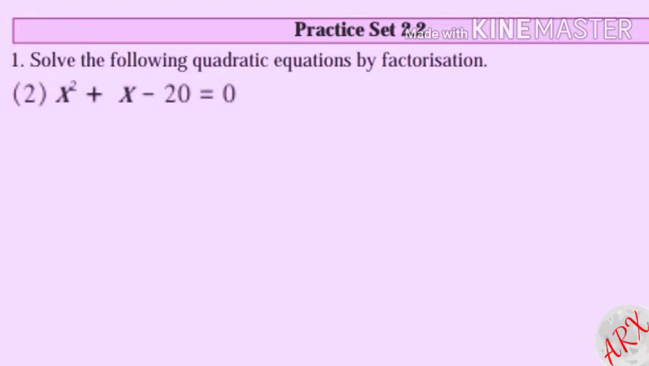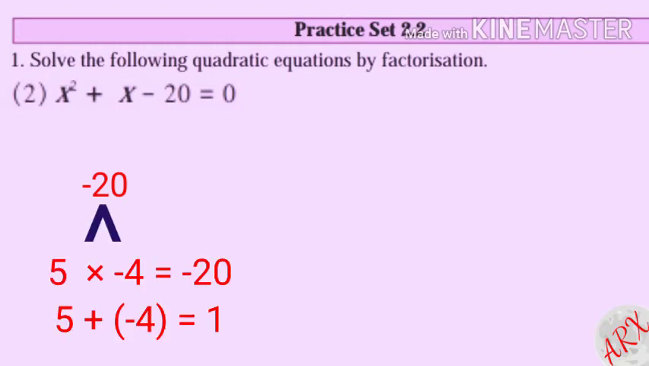Now we will take example number 2. x square plus x minus 20 equal to 0. Again we will put factors of minus 20. So 5 into minus 4 will be minus 20 and 5 minus 4 will be 1. Therefore we will split the middle term. x square plus 5x minus 4x minus 20 equal to 0.